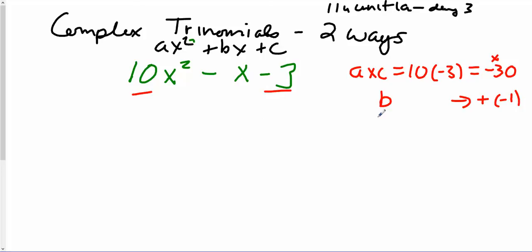I play around with my multiples of negative 30. One has to be positive, one has to be negative, and they add to negative 1, so the bigger of the two has to be negative, and my answer is then negative 6 and 5. Negative 6 times 5 is negative 30. Negative 6 plus 5 is negative 1.